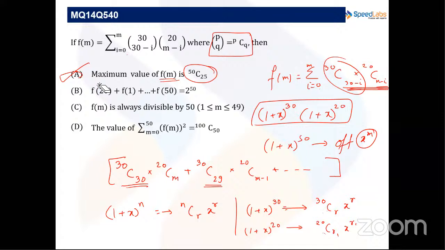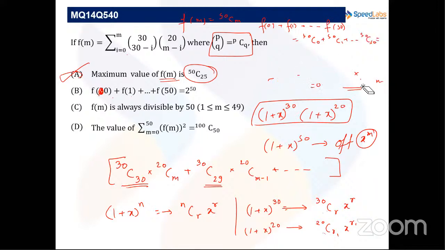Next, this is f of 0 plus f of 1, so on up to f of 50. We have f of m equals 50cm, so f of 0 plus f of 1 plus so on up to f of 50 will again equal the sum of coefficients. That will be 50c0 plus 50c1 plus so on up to 50c50, and this quantity will be equal to 2 to the power 50. So option B is correct.